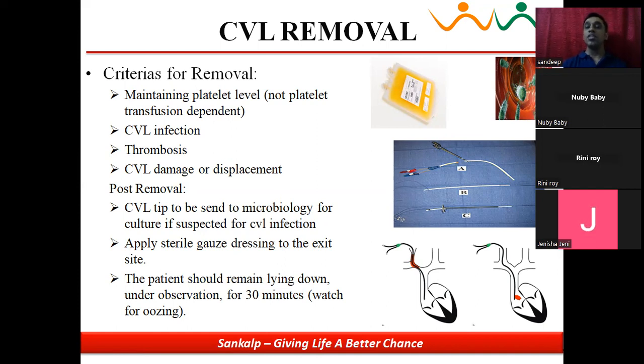Next is severe infection. If any infection happens during the procedure, during the transplant period, at that time also we are going to remove the line. During thrombosis, we'll remove the line. If damage or displacement happens, we are going to remove the line.